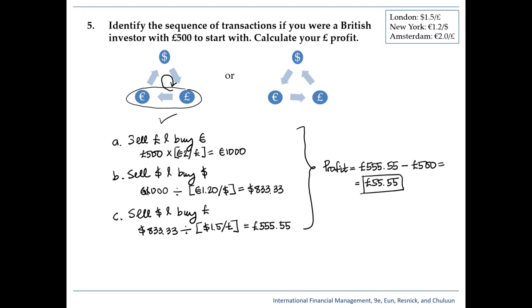If you were a British investor with 500 pounds to start, this is actually the same as 11.11% return that the American investor made. So percentage return is the same, but the pound amount is different, obviously, because you're starting with a different amount of pounds. So this is how you would compute the profit if you were a British investor with 500 pounds to start with.